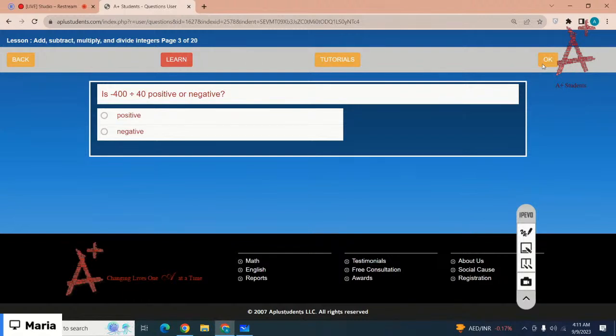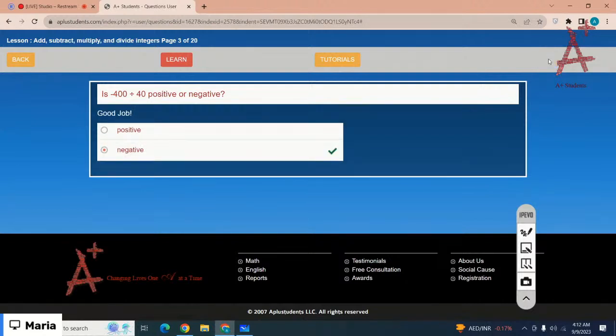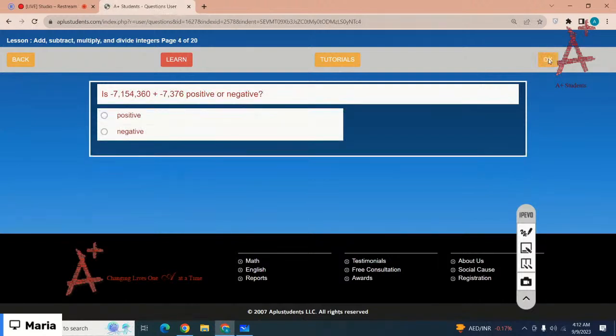Is negative 400 divided by 40 positive or negative? You are dividing a negative and a positive number. When dividing a negative and a positive number, the answer must be negative. These are the very basic rules for performing operations on integers, right?